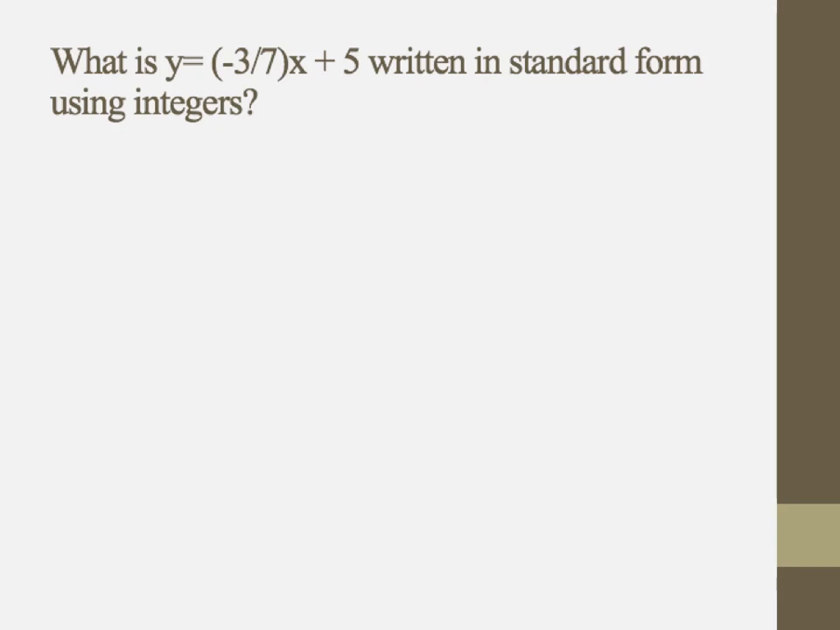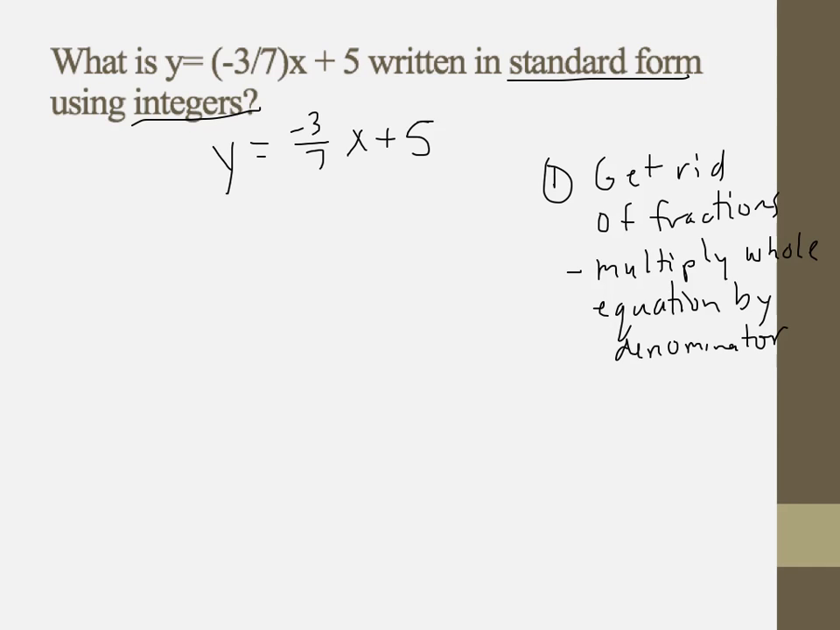Here I'm given an equation written as y equals mx plus b, but I want to write it in standard form using integers. So I'm going to actually rewrite this problem. This is y equals -3/7 x plus 5. The first thing you want to do is get rid of fractions. So in order to get rid of my fractions, I want to multiply the whole equation by the denominator. The denominator is the number on the bottom of the fraction. So when I multiply this whole equation, it's both left and right. I'm going to multiply the whole thing by 7. So I have to distribute into each term on the inside.